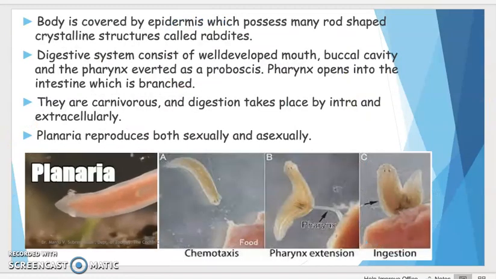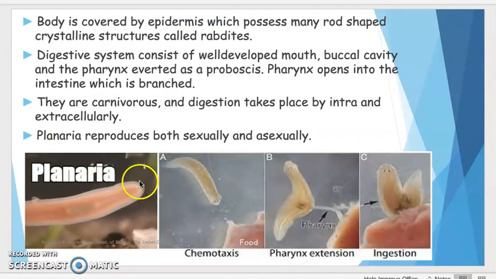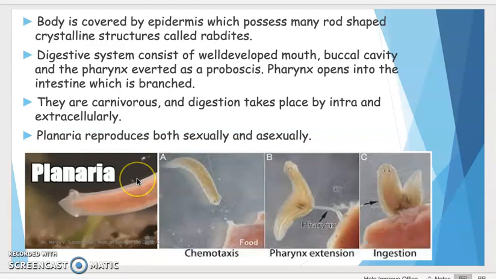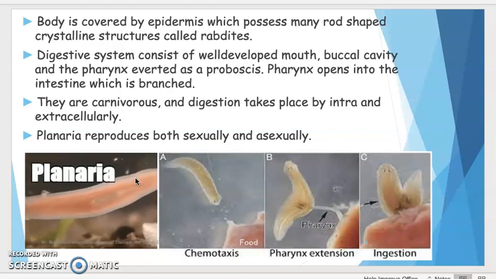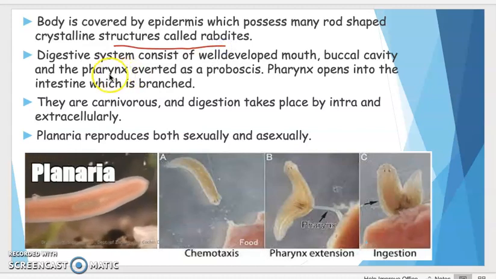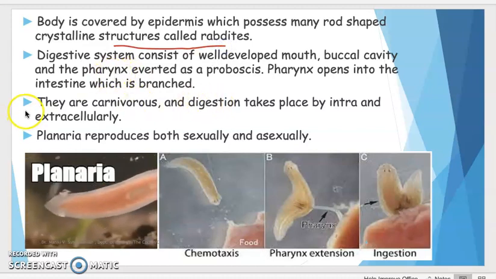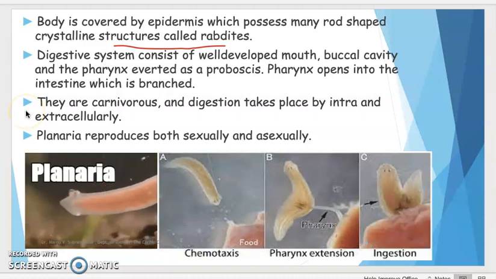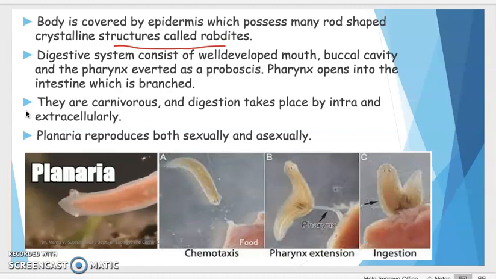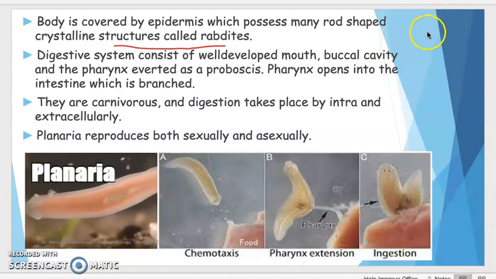As you can see here, the body is covered by the epidermis, which possesses the rod-shaped crystalline structures called rhabdites that we have seen in the other slide. Then the digestive system consists of a well-developed mouth, buccal cavity, and pharynx. If you draw the digestive system, the intestine of this organism is highly branched.